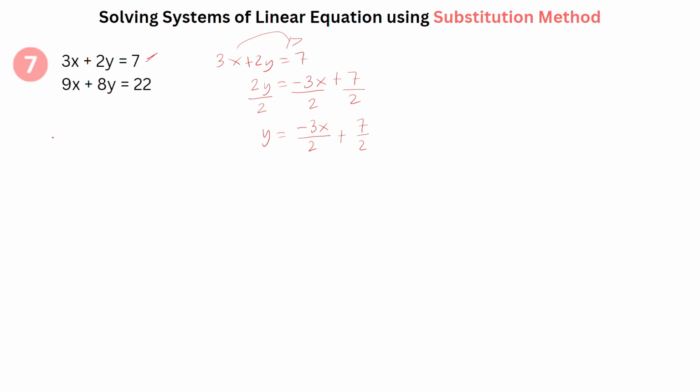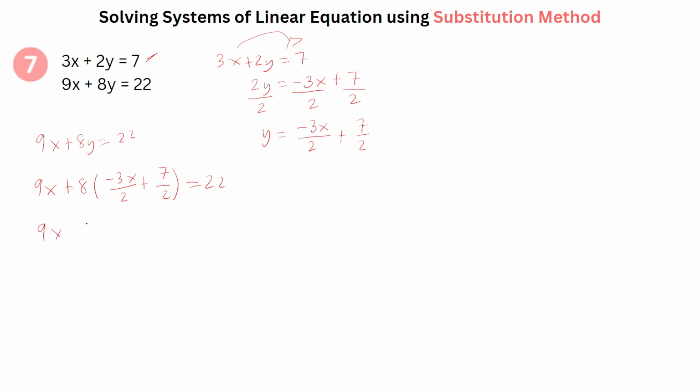We have 9x plus 8y equals 22. Again, in essence, we just have to rewrite it. So 9x plus 8. Now, instead of writing y, what do I write? I'll put here the negative 3x over 2 and then plus 7 over 2 and then equals 22. Okay, next. Let's continue solving.